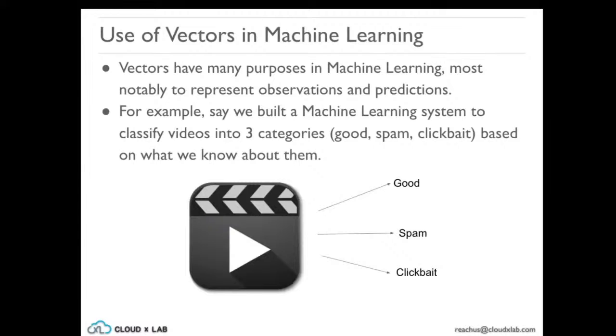Now coming to a machine learning problem, you can do the same thing to define certain data in machine learning. So, for example, if you have to build a machine learning system to classify videos into three categories, like good videos, it could even be links, it could even be emails. So you want to say it's good, spam, and clickbait.